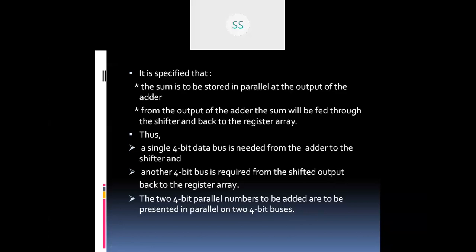In the specification we have to give how the data is presented to the ALU, and after the addition where it has to be shifted. All this is summarized in these steps. We need a single 4-bit data bus from the adder to the shifter, then another 4-bit bus from the shifted output back to the register array, and then two 4-bit parallel numbers are to be added, so they have to be presented in parallel on two 4-bit buses.